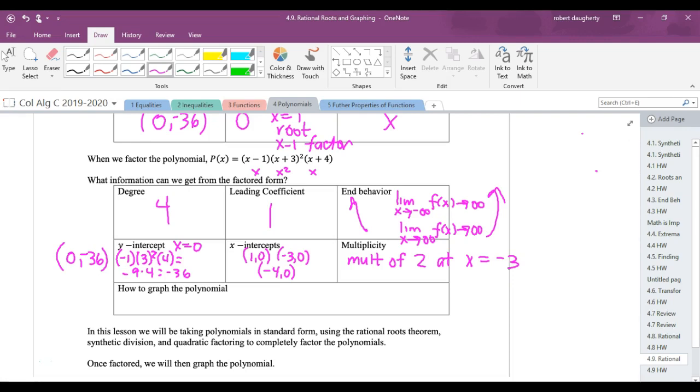What will the graph do first of all, at 1, 0? It crosses. What does it do at negative 4, 0? Crosses. What does it do at negative 3, 0? It does not cross the axis, okay? So I'm putting all of that information together.